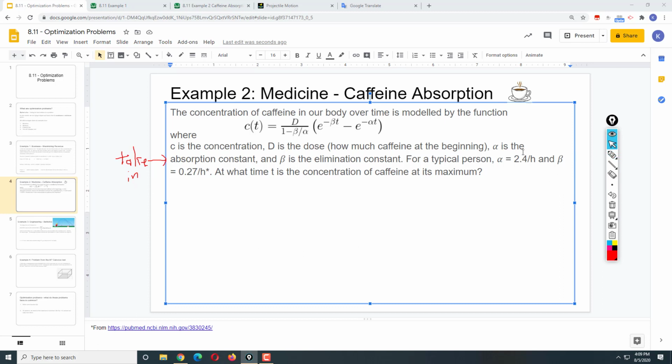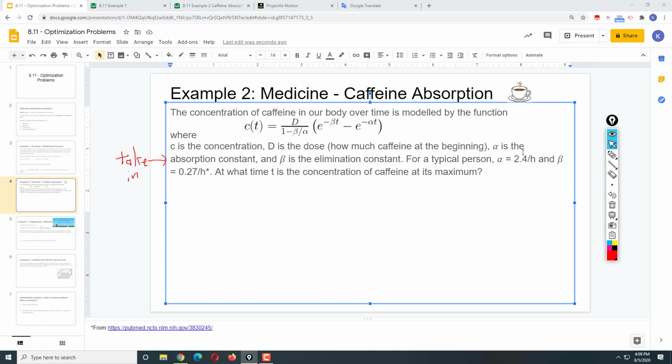And beta is the elimination constant. That's how quickly our bodies get rid of the caffeine. So it's d over 1 minus beta over alpha times e to the negative beta t minus e to the negative alpha t. That's the model.